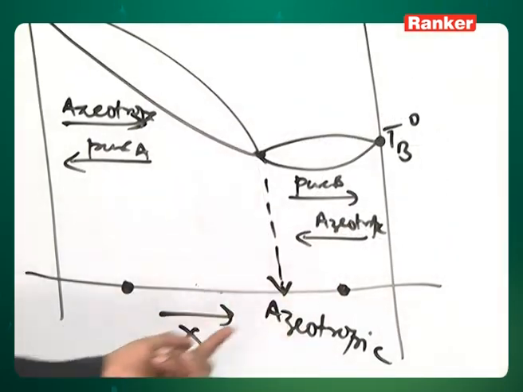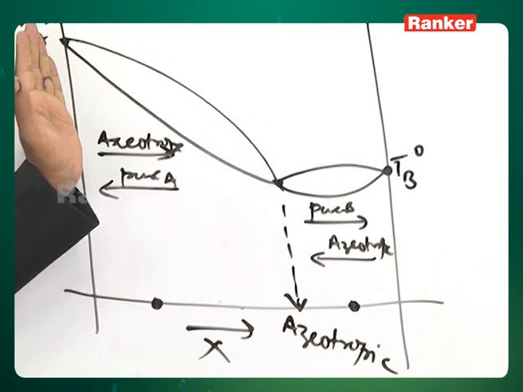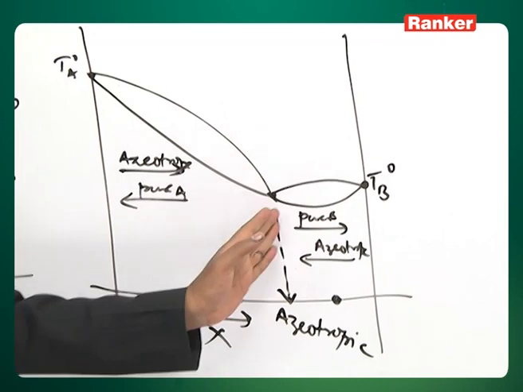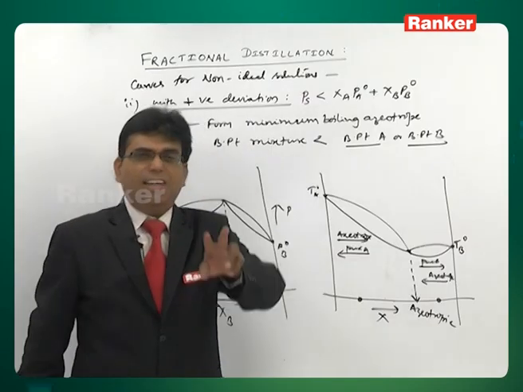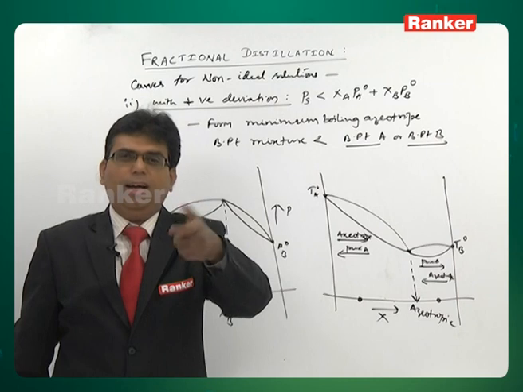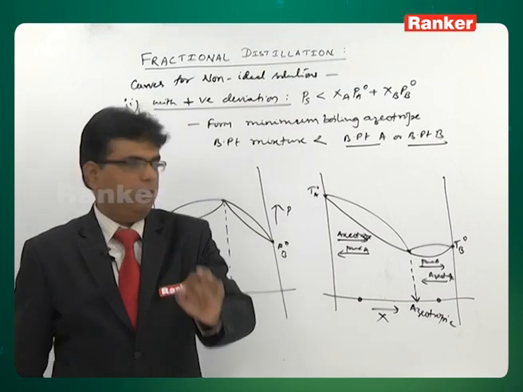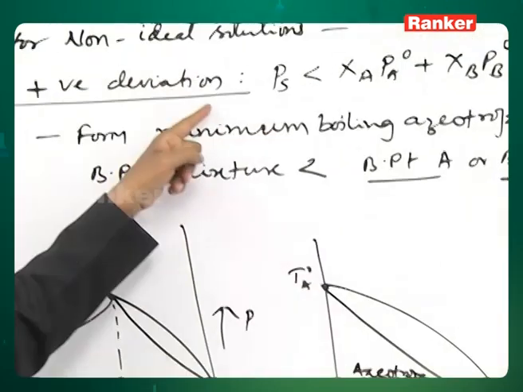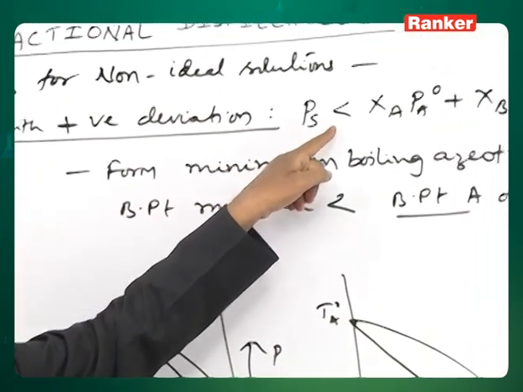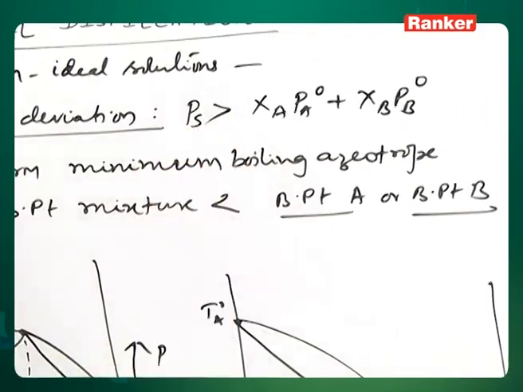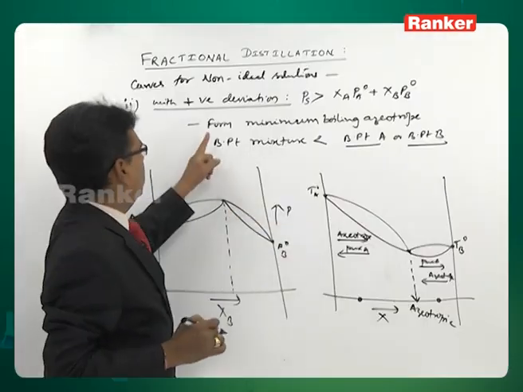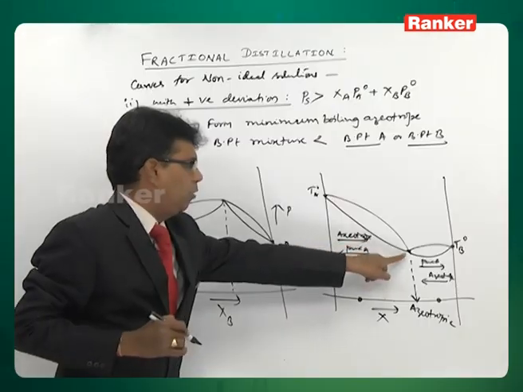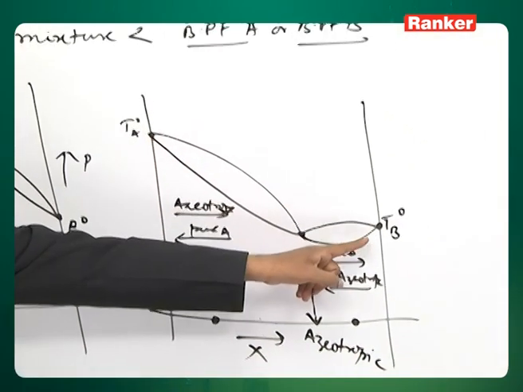So, any composition if you take, either you will get pure A and azeotrope, or you will get azeotrope and pure B, but definitely you cannot get both pure A and pure B. This is what azeotrope means. For positive deviation, non-ideal solutions with positive deviation mean the vapor pressure of the solution is greater than XA PA naught plus XB PB naught, and this will form a minimum boiling azeotrope. Minimum boiling azeotrope means the boiling point of the azeotrope is less than the boiling point of the two liquids.